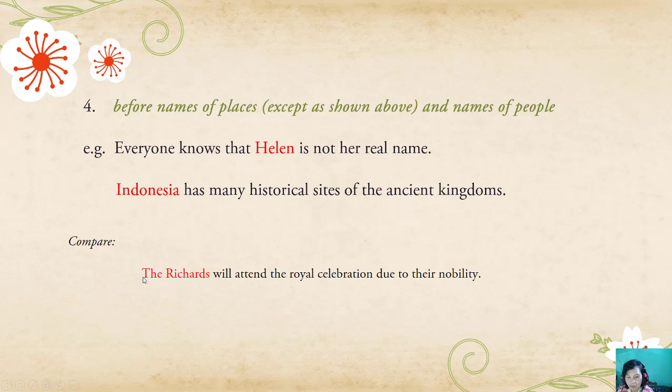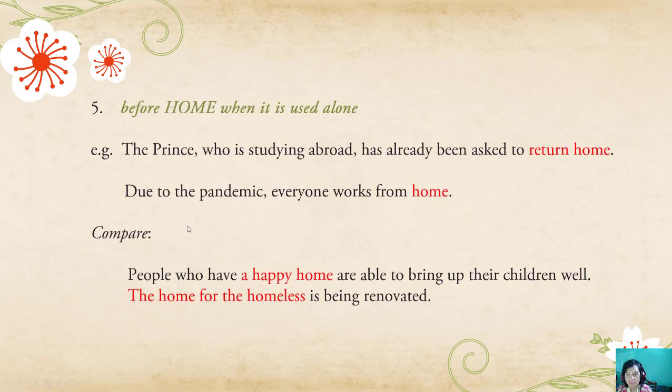The Richards, we use the because we want to show the family. That's why we put S after the name, or the name is in plural form. The Richards means or refers to the family. That's why we have "their nobility". Okay. The next is before home when it is used alone. The prince who is studying abroad has already been asked to return home. Due to the pandemic, everyone works from home. So let's see, we have home, it is used alone.